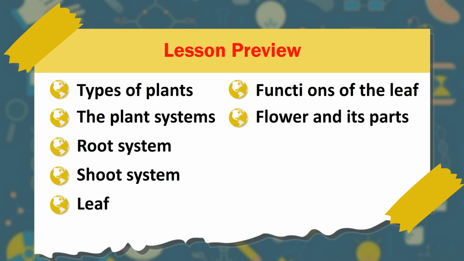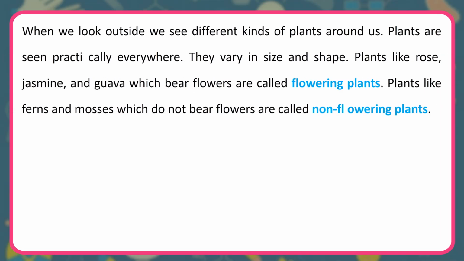Flower and its parts. When we look outside, we see different kinds of plants around us. Plants are seen practically everywhere. They vary in size and shape. Plants like rose, jasmine, and guava which bear flowers are called flowering plants. Plants like ferns and mosses which do not bear flowers are called non-flowering plants.